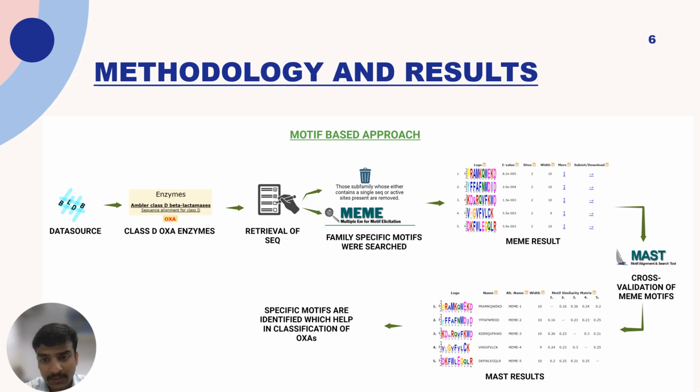This is the MEME result. After that we go for MAST, which is also part of the MEME suite. It cross validates the data of the MEME result. In MAST we give all the leftover sequences that are specific to a subfamily, and to recheck it against all of the sequences that we retrieved from the BLDB, then we got the result. And after that result we identified some of the motifs which are specific to those subfamilies.